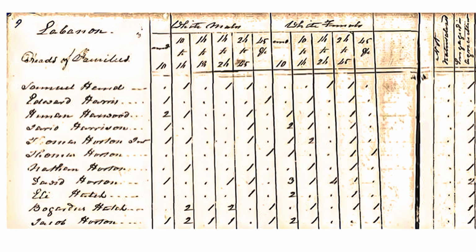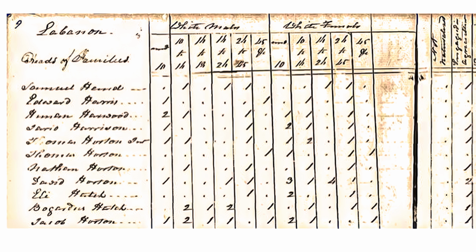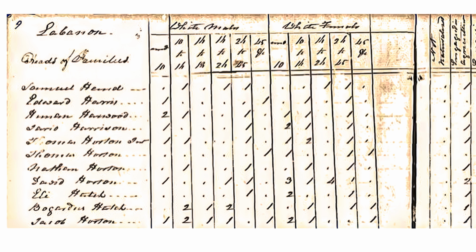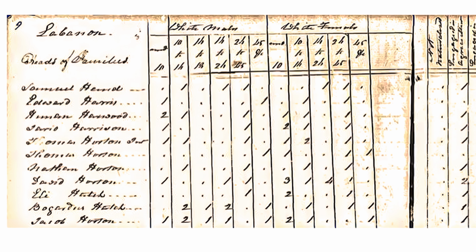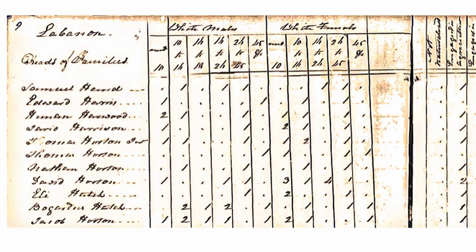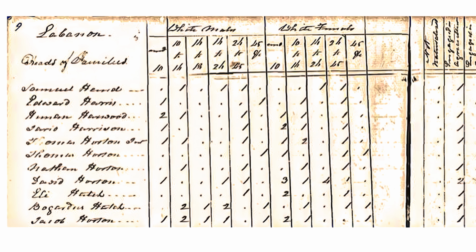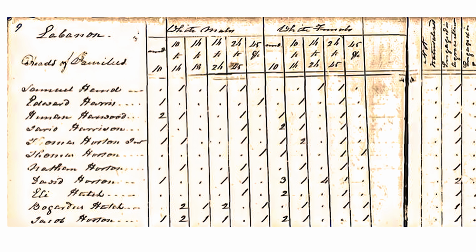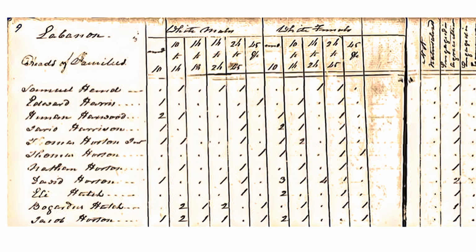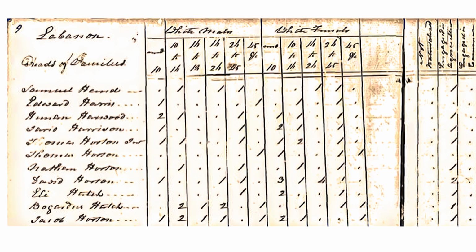the number of male slaves in a household in the same age groups as white men, the number of female slaves in a household in the same age groups as white women, the number of free African American men in a household in the same age groups as white men, the number of free African American women in a household in the same age groups as white women, the number of all other people not otherwise categorized in a household, except Native Americans who were not taxed.